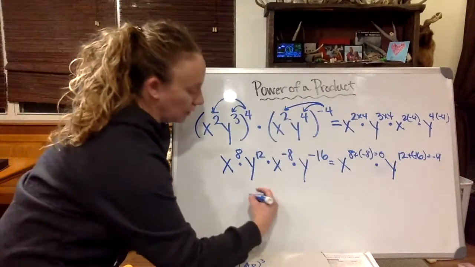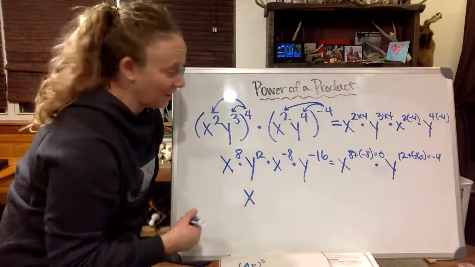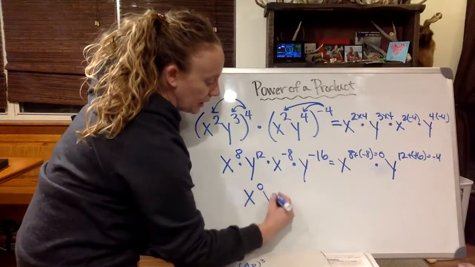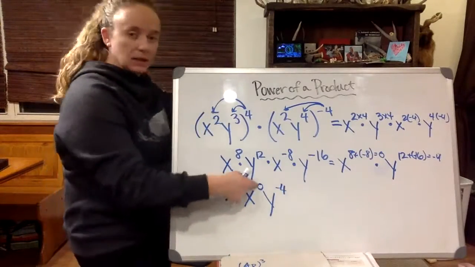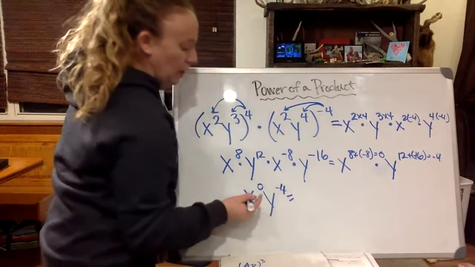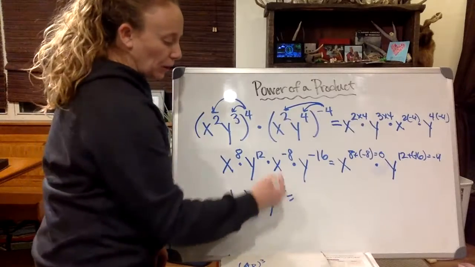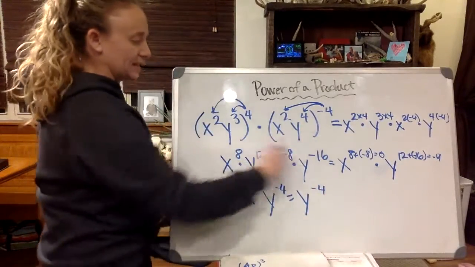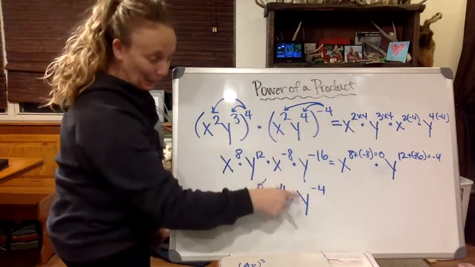So my final, actually it's not even my final answer, my semifinal answer, is x to the 0 power times y to the negative 4th power. X to the 0 power is 1. Everything raised to the 0 power is 1. So I don't even have to pay attention to this because that's 1. So I really am only paying attention to this. I have y to the negative 4th. All of this has simplified down to y to the negative 4th.